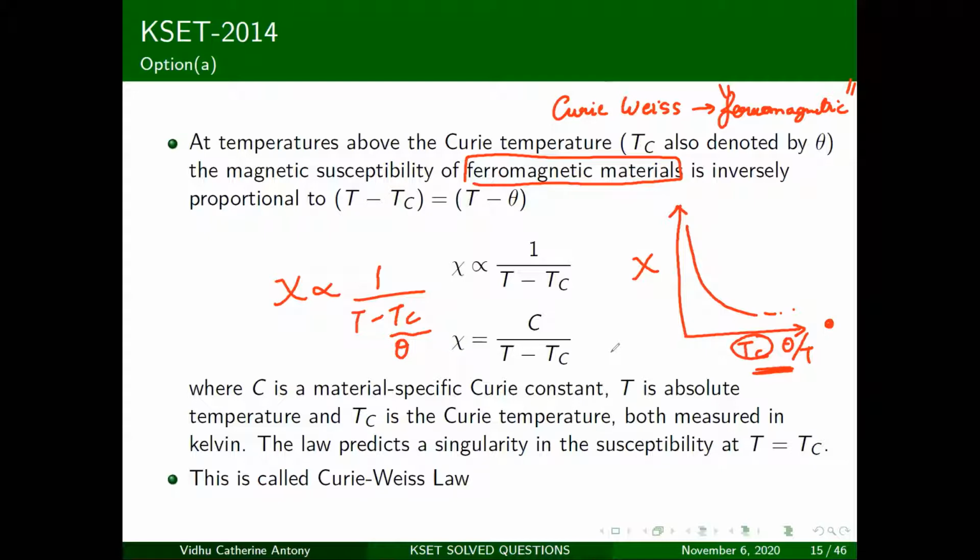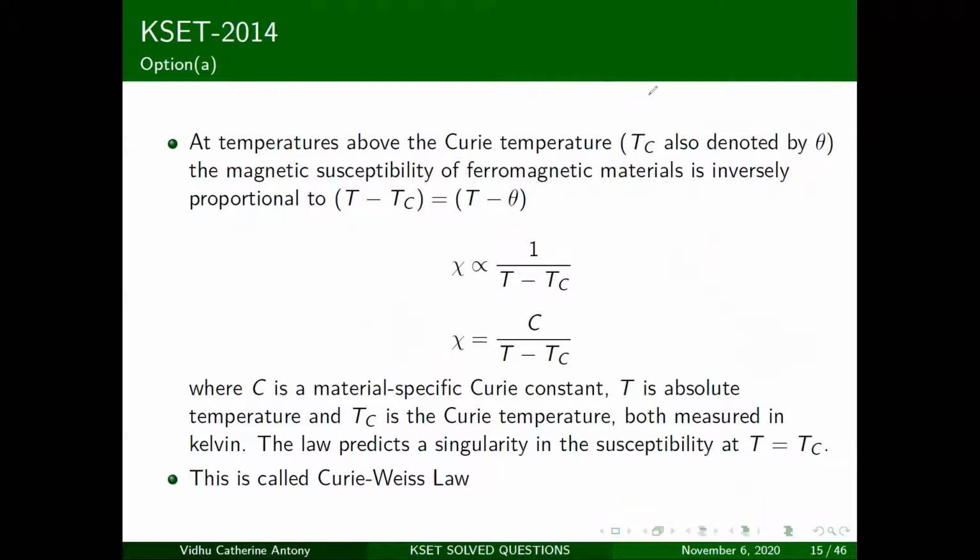The thing about this is there's a hiccup over here. What happens when your T is equal to Tc? Your chi is proportional to 1 divided by 0. This goes to a non-defined value. That's the main hiccup over here. In your Curie-Weiss law, you will find different laws that describe ferromagnetic material properties. You will go in depth to learn about that in your third semester. So let's move on to the next one.